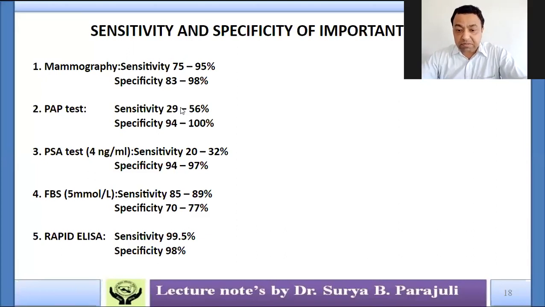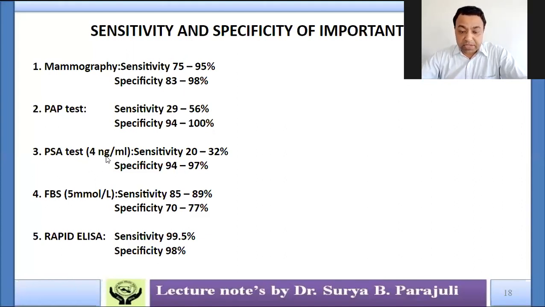Pap test sensitivity is from 29 to 56%. I hope you know the full form of the Papanicolaou test, the Pap test, used to diagnose cervical cancer in females. We have different limitations of Pap tests. Before sample collection, we need to follow different advice from doctors or healthcare providers. So it can have a wide range of sensitivity from 29 to 56%. Specificity is 95 to 100%. It's more specific, more diagnostic.